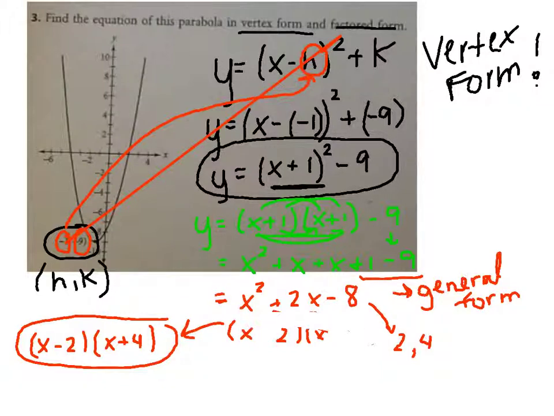So first, vertex form, and then you'll need to distribute using the FOIL or the box method to get it into general form, and then from general form we can factor it out and get it to look like this equation.